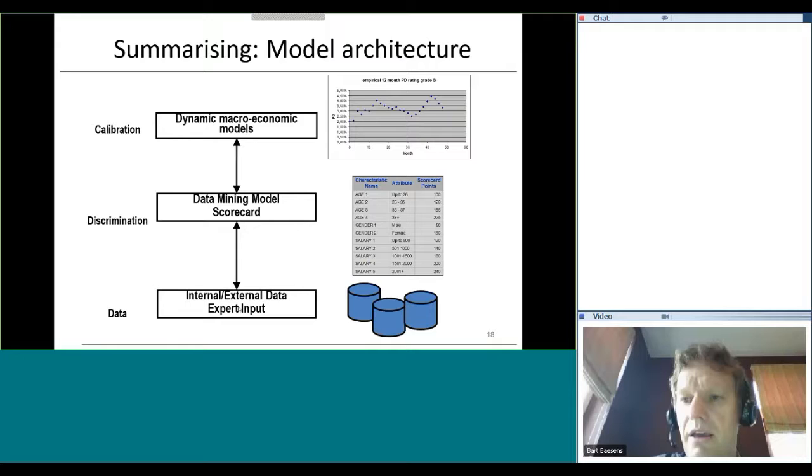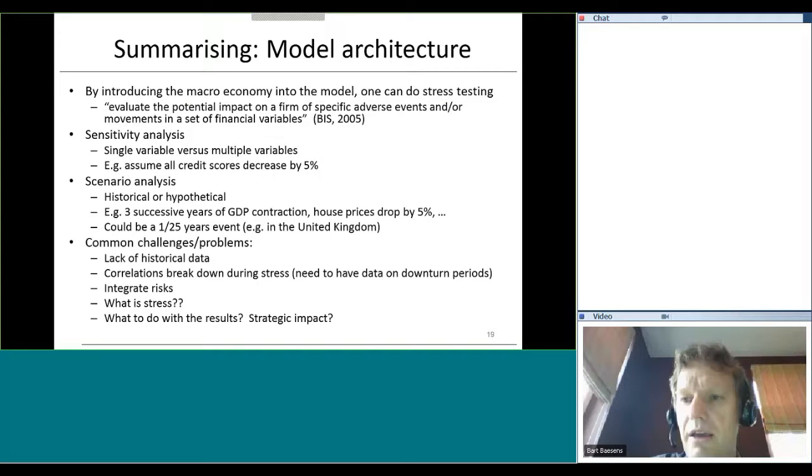So if I would say all LTV values, because there's a real estate crisis, are going to increase by 10%, that could be an example of a data-driven sensitivity test. I can also do my sensitivity test here at the discrimination level. I can assume all my application and behavioral scores are going to drop by 10%. Or I can do my stress test right here at the calibration level by assuming that all PDs will increase by 10%, or that everybody's credit rating will drop with one notch, such that if you have a AAA rating, you drop to AA, if you have AA to single A, etc.